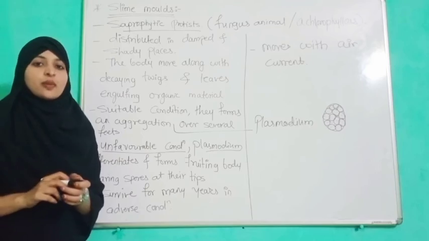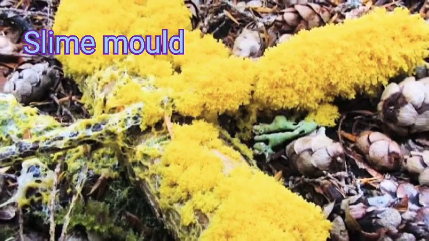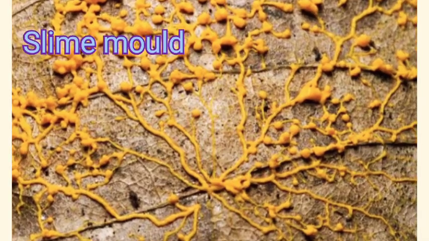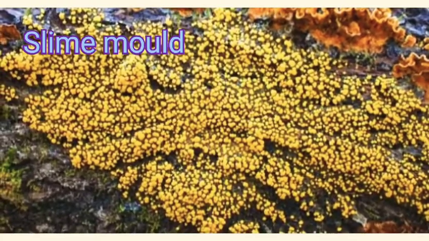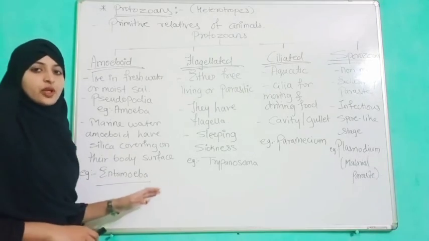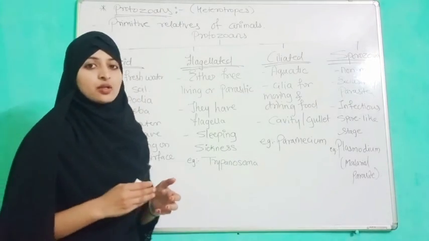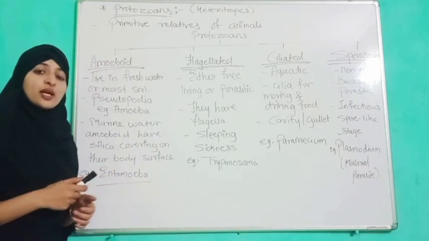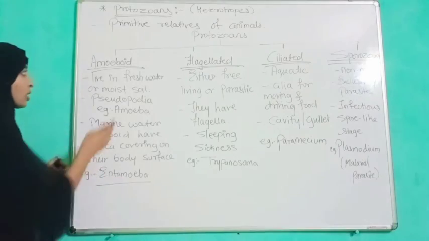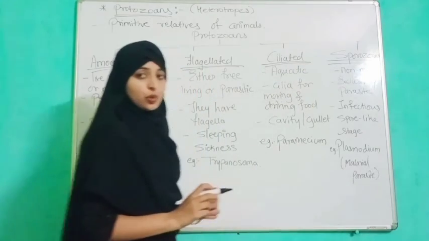Now we are going to discuss the protozoans. The last topic of kingdom Protista is protozoans. Protozoans are heterotrophs, meaning they may be predators or parasites. They are also known as the relatives of animals. Protozoans are subclassified into amoeboid protozoans, flagellated protozoans, ciliated protozoans and sporozoans.